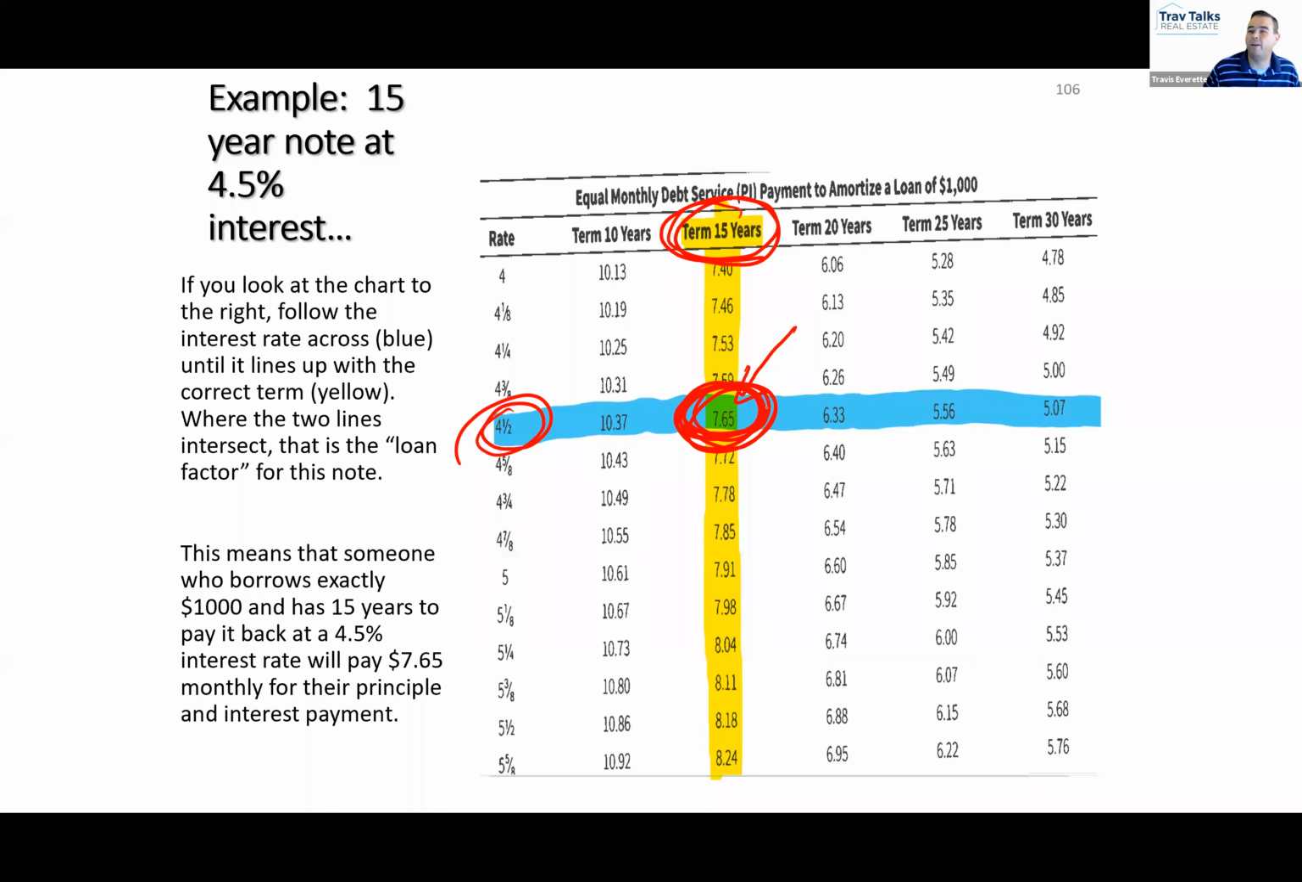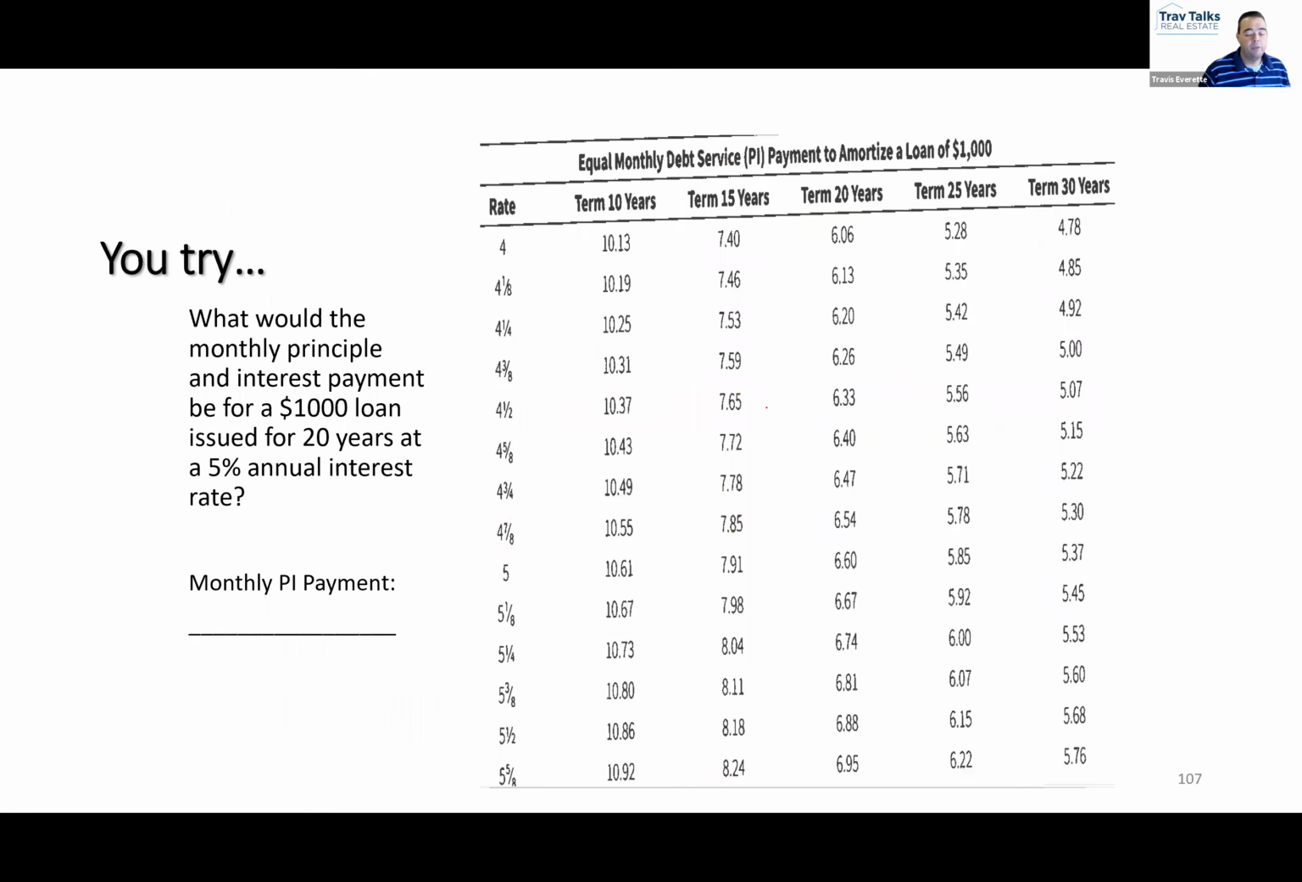Does that make sense for everybody? Mm-hmm. So if she makes payments 12 months a year for 15 years of $7.65, when she makes the last payment, how much does she owe on that loan? Zero. Everybody with me on that so far? Okay. So then look at this one. What's the monthly principal and interest payment for a $1,000 loan at 20 years at 5% interest? I want you to take a second. Just make sure you can find it in the chart.